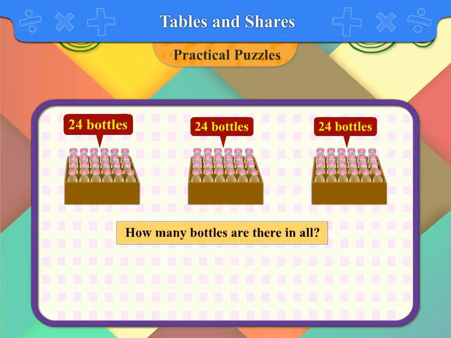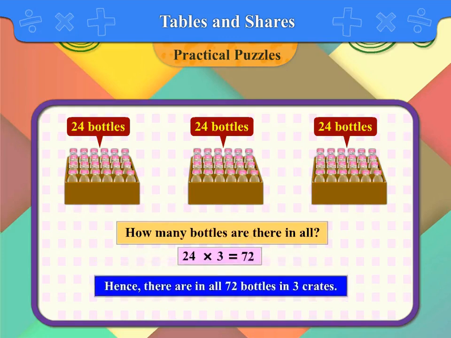1 crate has 24 bottles. So, to find the number of bottles in 3 crates, we will have to multiply 24 by 3. 24 into 3 is equal to 72. Hence, there are in all 72 bottles in 3 crates. Now, we will have a look at the other picture and make a question as Shrishti has made.